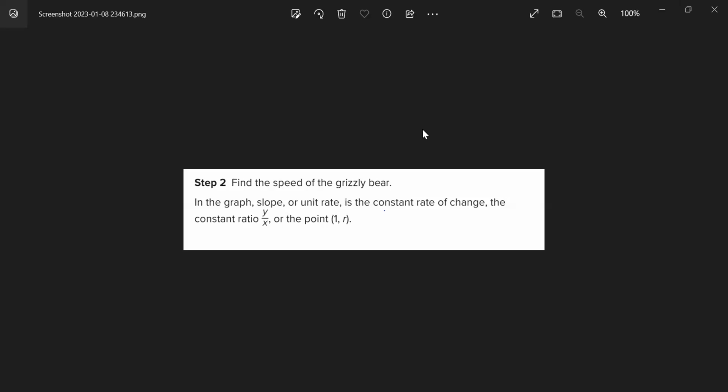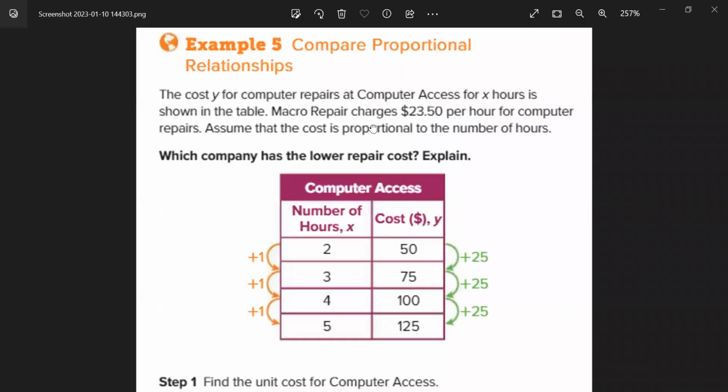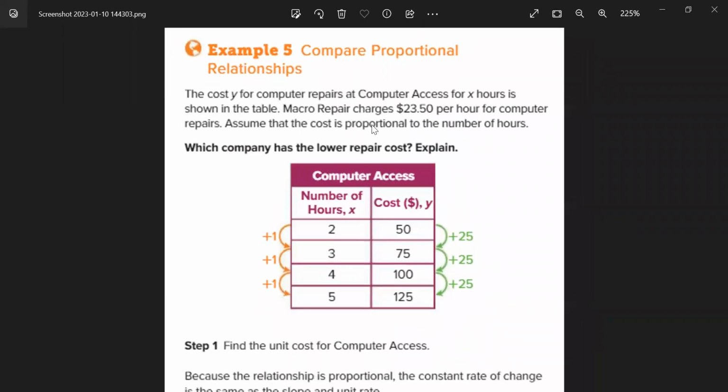We still have one more example. Let's do it. So here in example number 5, it says the cost y for computer repairs at Computer Access for x hours is shown in the table. Macro Repair charges $23.50 per hour for computer repairs. Assume that the cost is proportional to the number of hours. Which company has a lower repair cost? And it says to explain.